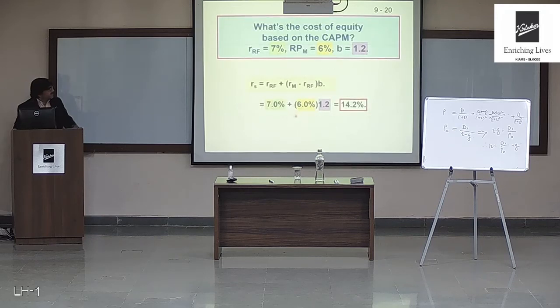Now, as a simple example, just for illustration purposes, if RF, the risk-free rate, is 7%, the risk premium is 6%, which is nothing but RM minus RF, and the beta of the company is 1.2, just plugging in, you can see that the cost of equity is 14.2%.